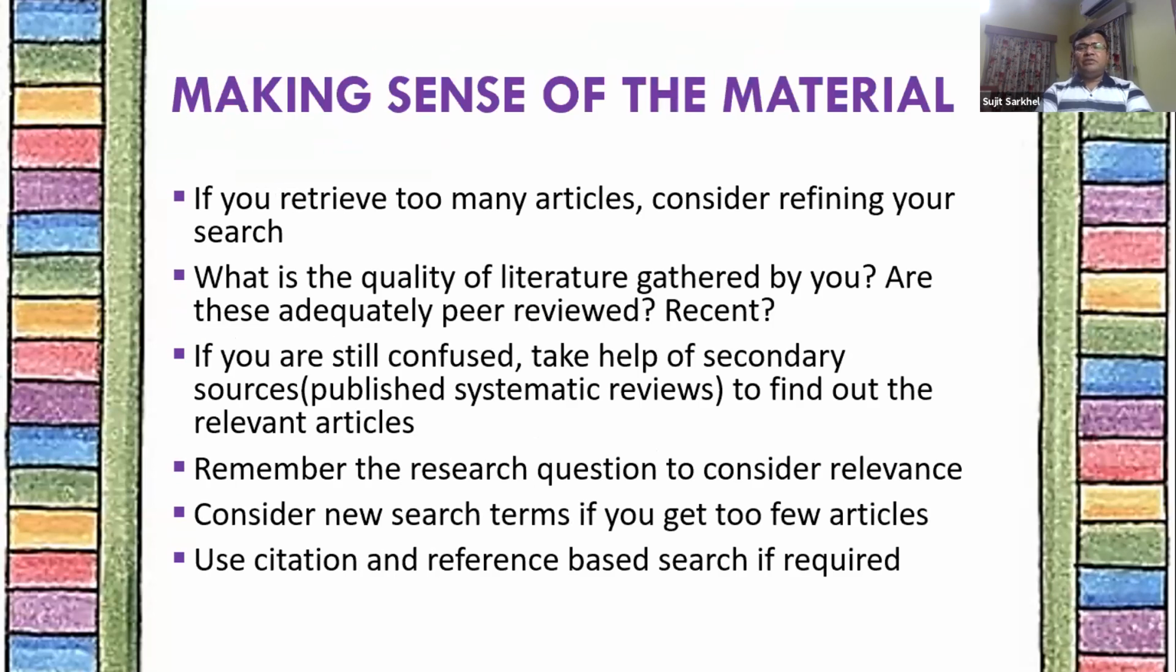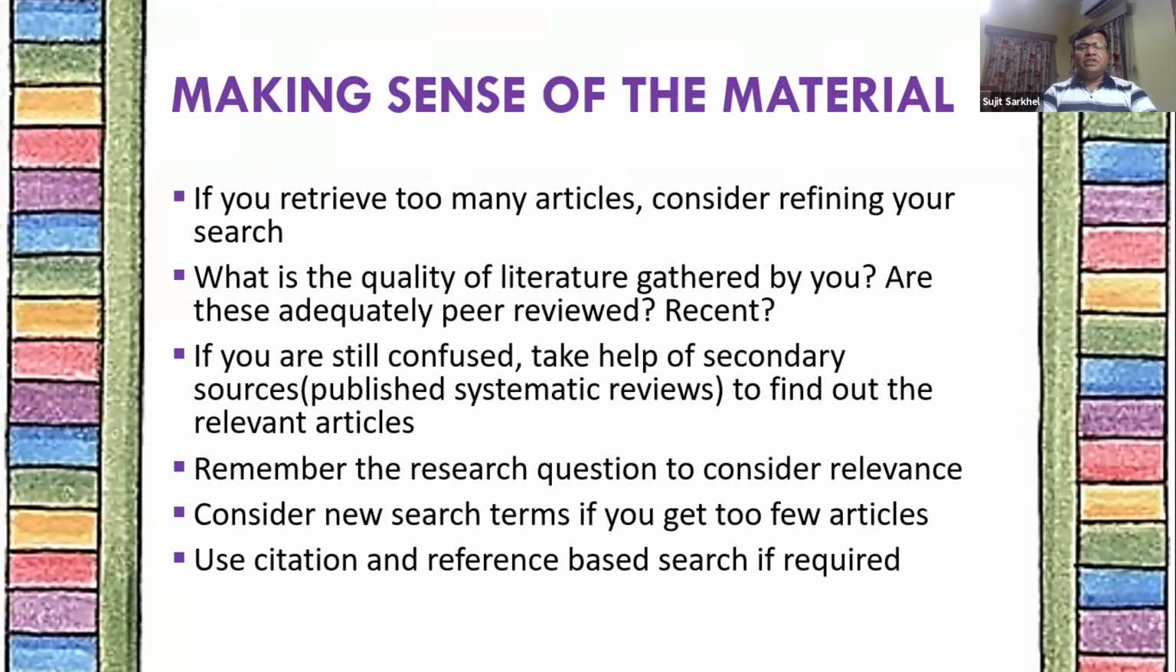Finally, making sense of the material you have developed. You have got so much material, or maybe you have got much less than you had asked for. So if you retrieve too many articles, consider refining your search. There are so many ways I have showed you to refine your search. What is the quality of literature gathered by you? Are these adequately peer reviewed? Are they recent? If you are still confused, take help of secondary sources like systematic reviews.